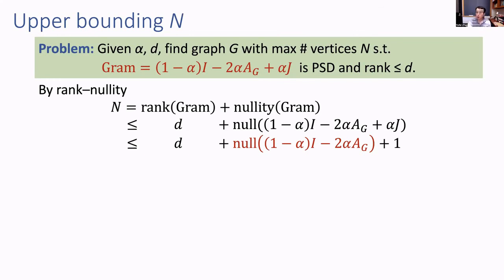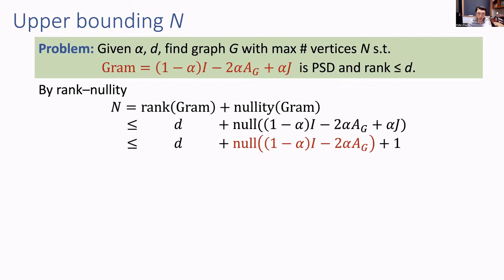The more interesting direction is to prove the upper bound. We wish to upper bound n. The proof starts like this. Starting with n, well, we have an n by n matrix, so we can use the rank-nullity theorem to write n as the sum of the rank plus the nullity of the Gram matrix. The rank we knew is at most d, and for the nullity, we could write the Gram matrix as this expression here. Note that J is the all-ones matrix, so we can factor out J by losing at most 1.